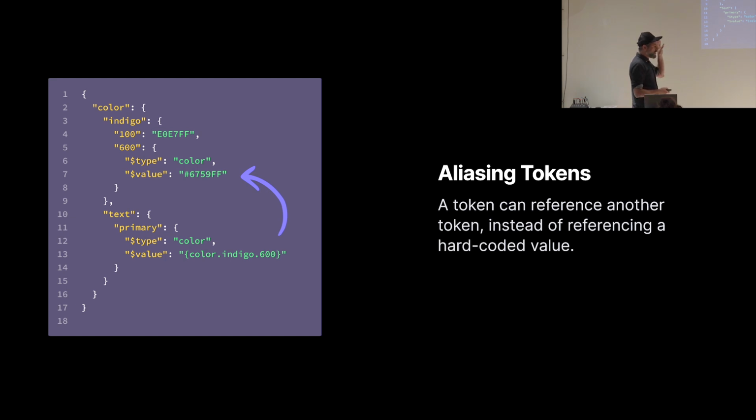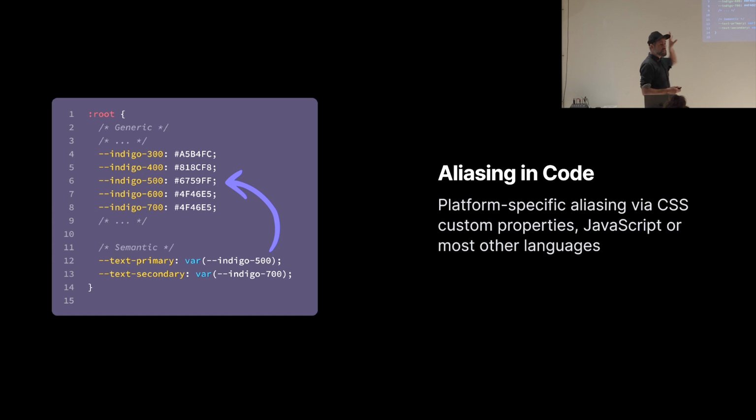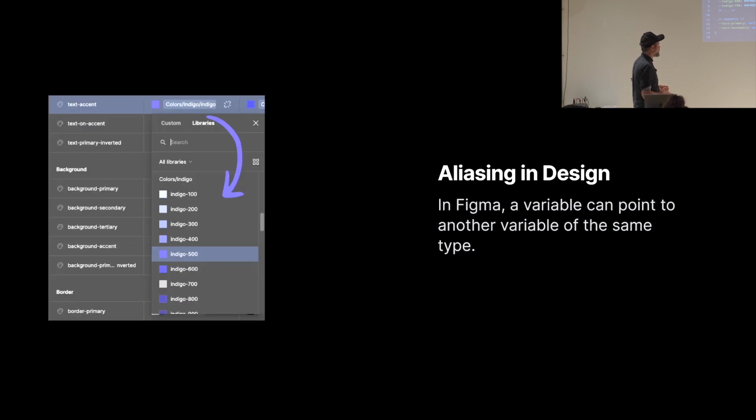So you can alias tokens, which basically means a token can reference another token instead of referencing a hard-coded value. So this token contains a hard-coded value. This token here, the text primary token, points to another token that actually contains the hard-coded color value. And this might look a bit boring in the beginning, and actually it's nothing exclusive to tokens. We can do this in CSS, in any programming language. It's definitely not exclusive to design tokens, but I think design tokens teach how to use this in a systematic way.